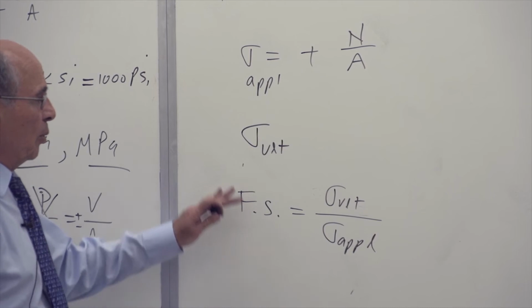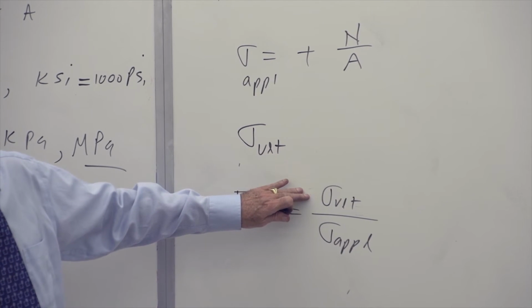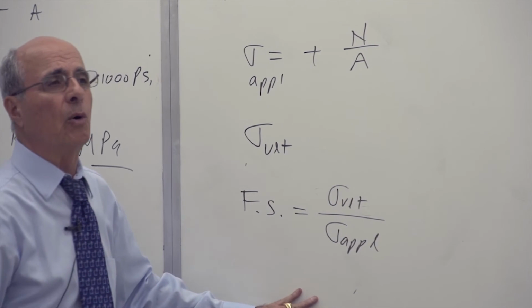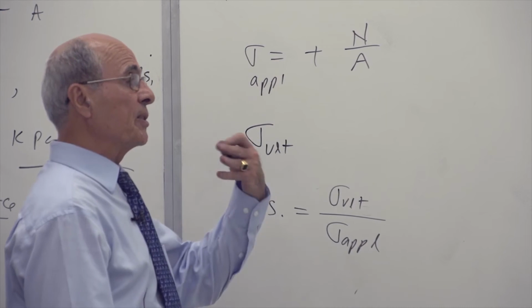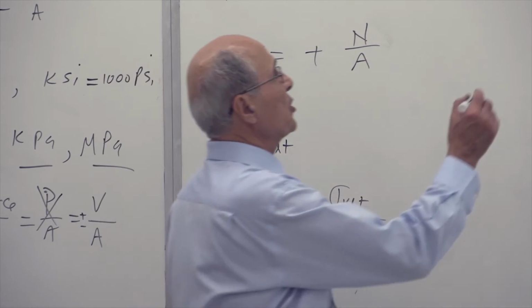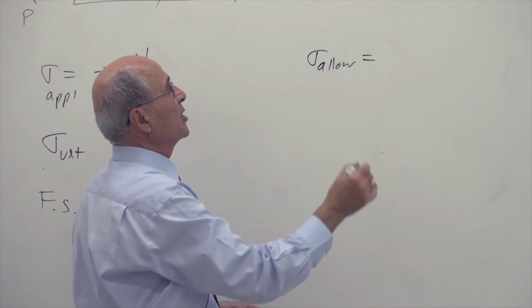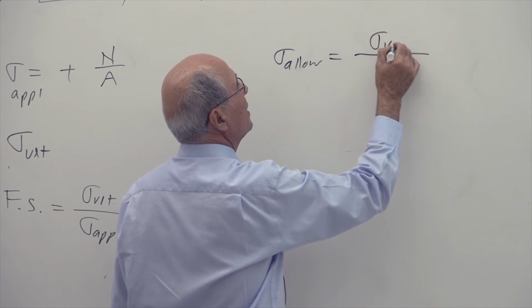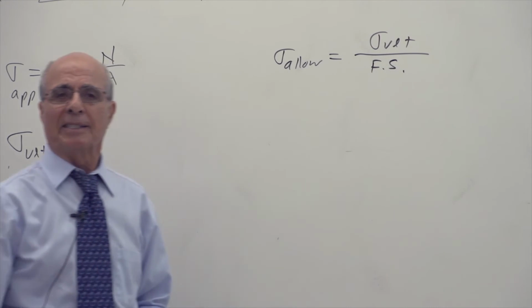In some of your homework, they ask you to calculate factor of safety. Of course, they are going to give you sigma ultimate, and you are going to calculate your own sigma applied. Sometimes they give it to you in reverse. Sometimes they give you sigma allowed in advance. They take the sigma ultimate and already divide it by the factor of safety.